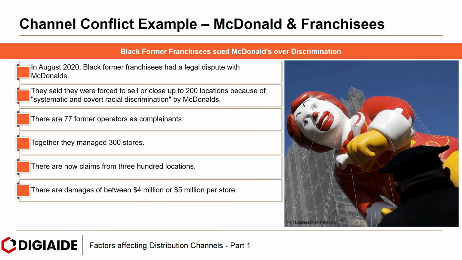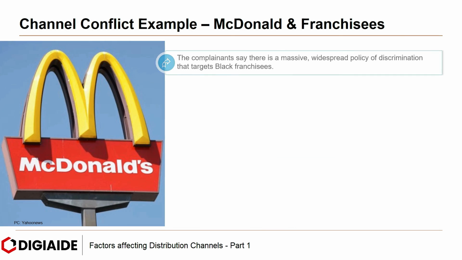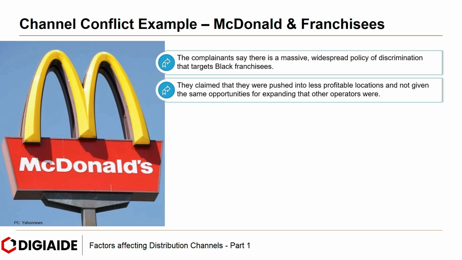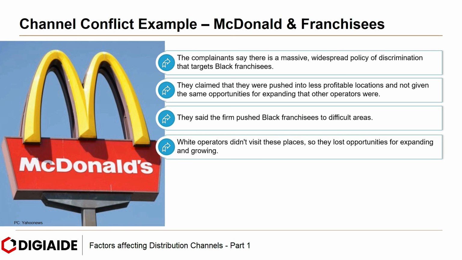There are damages of between $4 million and $5 million per store. The total compensatory damages in the legal battle could reach about $1.5 billion. The complainants say there is a massive, widespread policy of discrimination that targeted black franchisees. They claimed that they were pushed into less profitable locations and not given the same opportunities for expanding that other operators were. They said that the firm pushed black franchisees into difficult areas, while operators didn't visit these places, so they lost opportunities for expanding and growing.